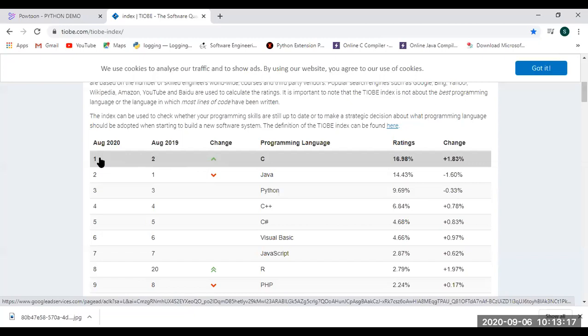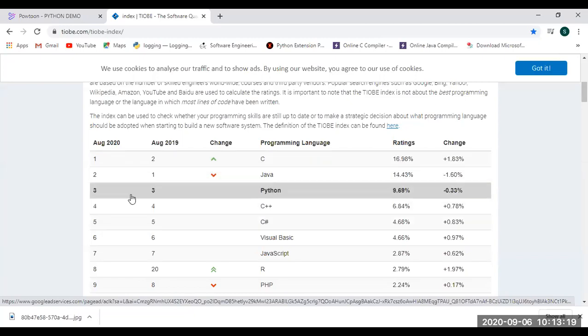Right now, my concentration is not on C or Java. Why? Because right now the webinar is about machine learning, data science, and artificial intelligence. Right now, my question is very simple. You should understand Python is a trending programming language and it has a high rank in the TIOBE index, that means the third rank.